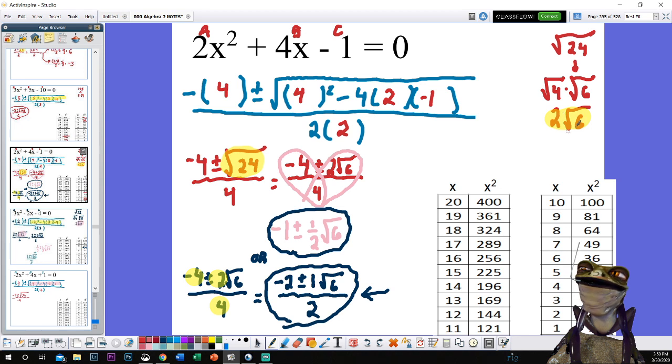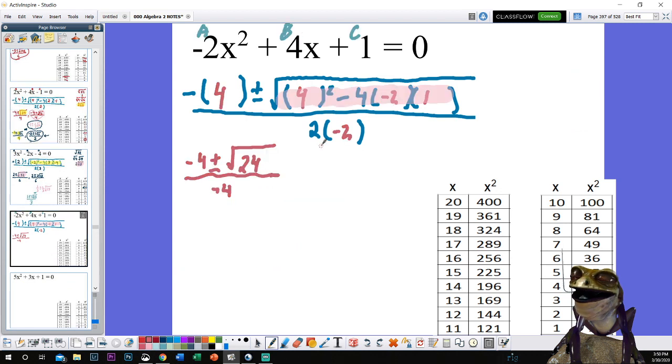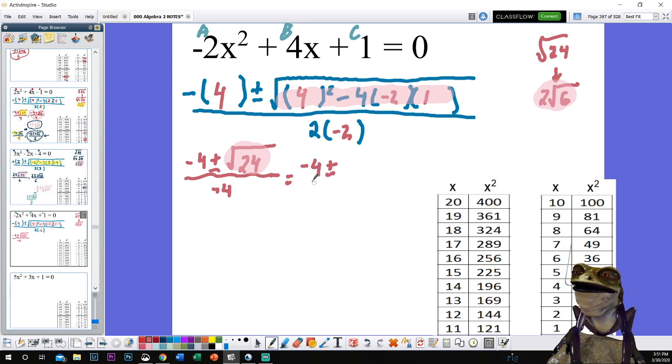So we found that that answer already was 2 square root of 6. So I'm going to kind of cheat off myself. I know that the square root of 24 is the same thing as 2 square root of 6. So since I know that, in this pink, I'm going to substitute that when I rewrite it. So I have -4 plus or minus blank over -4. In this blank, I'm going to put 2 square root 6. Just like that.